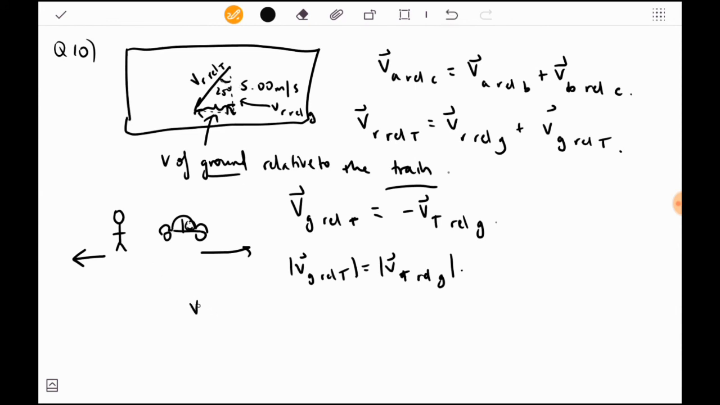So in fact, I'm just going to call it T rel G is equal to 5 times tan 25, which is just 2.33 meters per second. So that is how fast the train is moving.